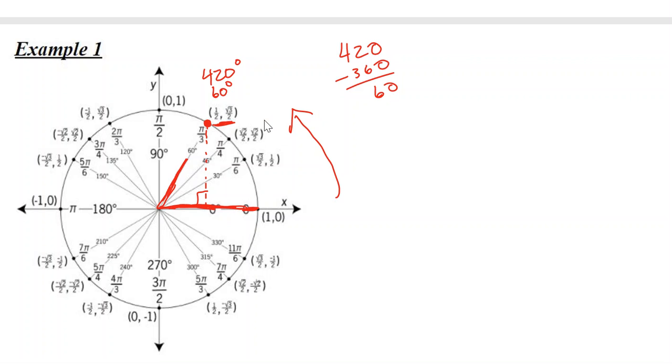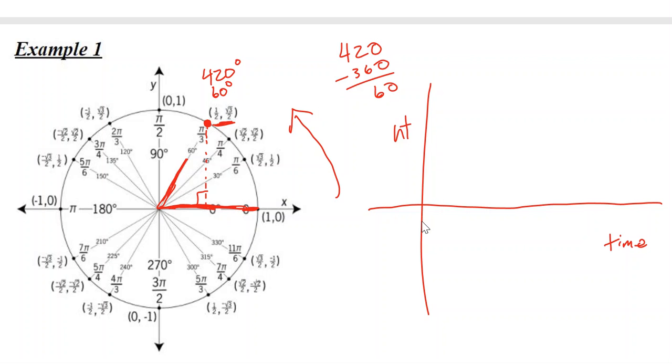Now, imagine if this was a Ferris wheel, and the circle represents a car that is going around and around and around. This direction represents time, and that direction represents height. And so you would start at zero on the circle, and you go up, and then you go down to zero again, then you go under, and you go back to zero again, and you are literally doing this right here.